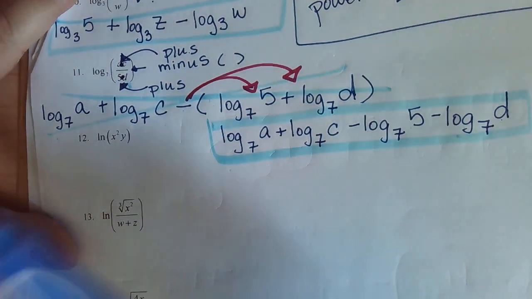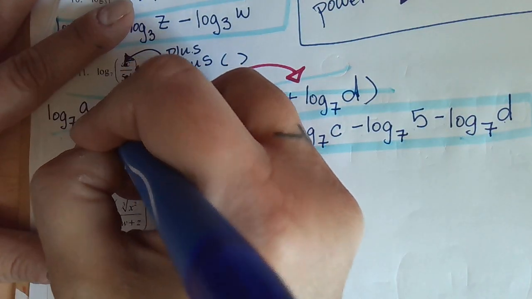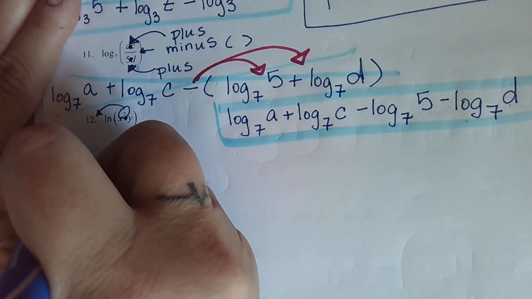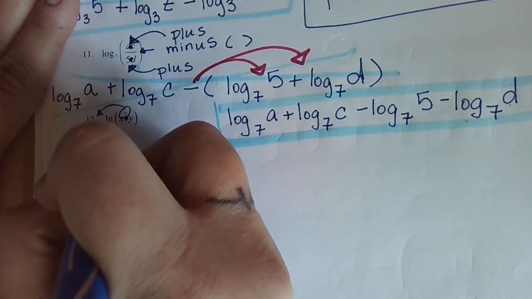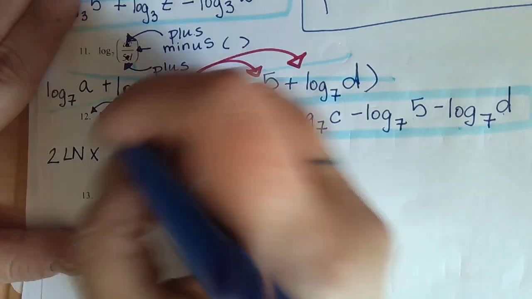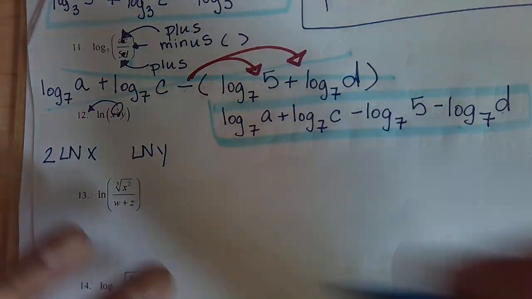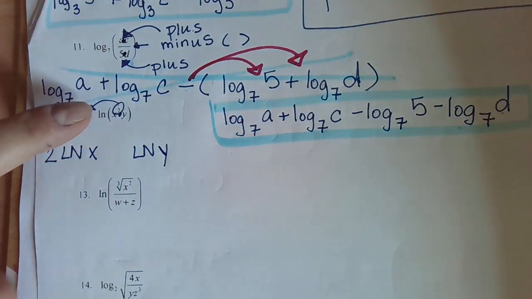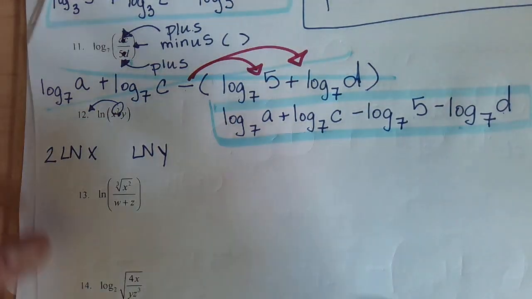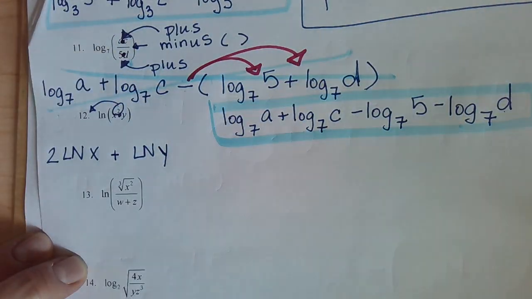Okay, now let's do number 12. I see a multiply sign, and I see an exponent of 2. So that exponent of 2 is going to come in front, and we're going to have 2 ln x. Okay, and then for the ln y, I'm not going to put the 2, because that 2 is not on the y. The 2 is the exponent of the x, so the 2 has to go with the log of the x. And then that multiply sign goes to a plus. Hey, done with that problem.